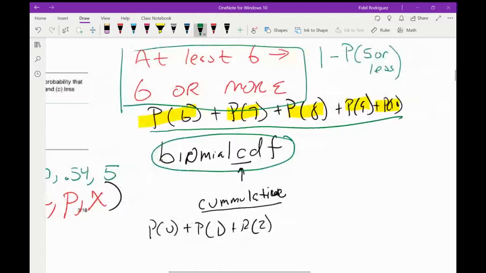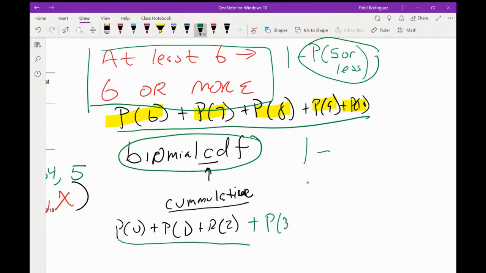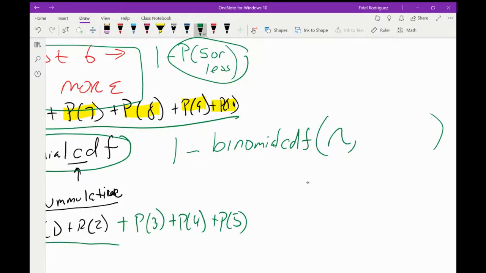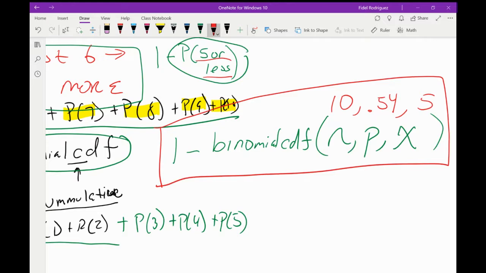So if I'm going to do the probability of 5 or less, what we could do is say, why don't we do 1 minus... 5 or less? Means we're going to accumulate 0 all the way to 5. So I'm going to go 1 minus my binomial CDF, and I'm still going to have those same 3 numbers, guys. I'm still going to have n, p, and x. And if you remember, n was 10, p was 0.54, but because I'm doing 5 or less, x is going to be 5.